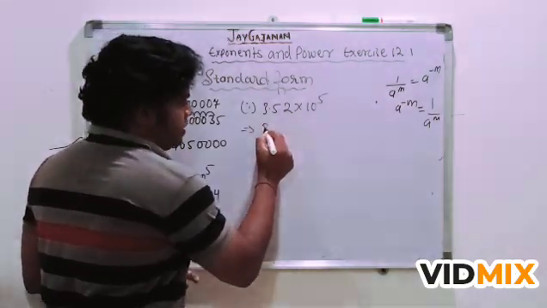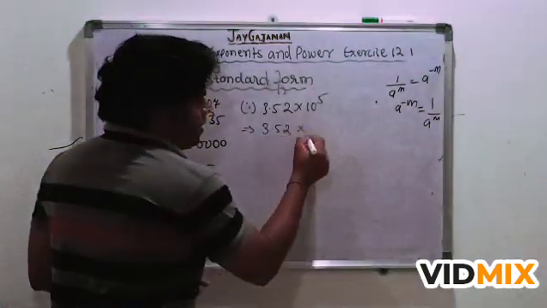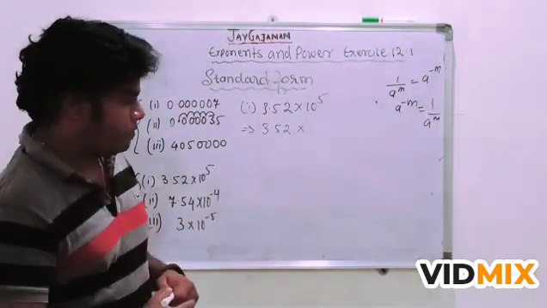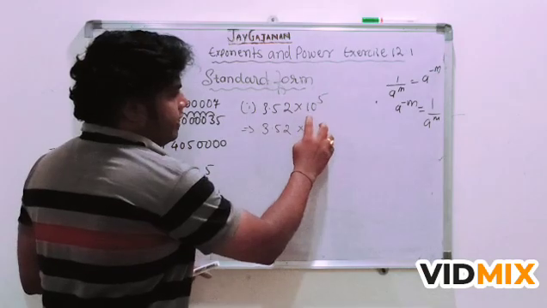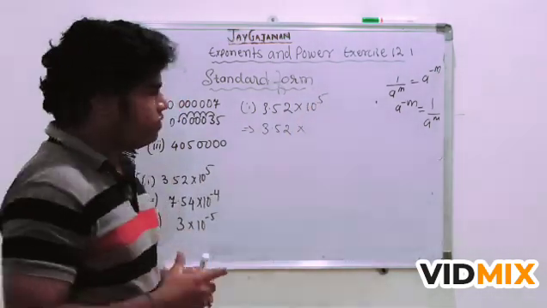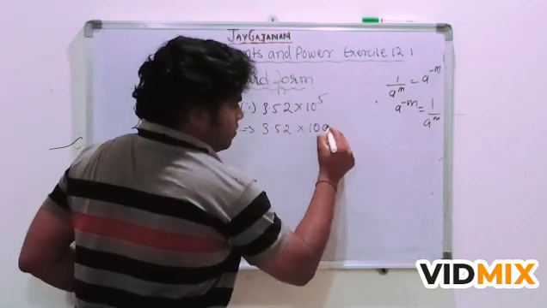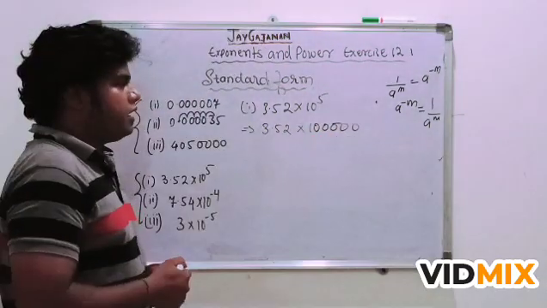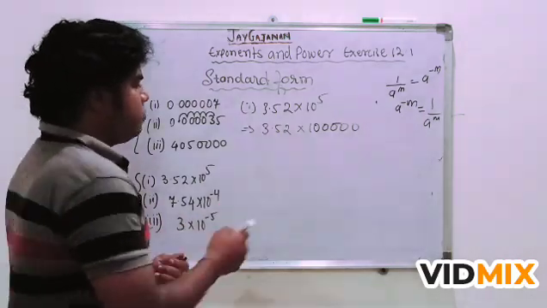This can be written as 3.52 multiplied by 10 to the power 5. That means 5 zeros will be there. So one more zero in this way. Now again we have to simplify. Now we have to calculate this.